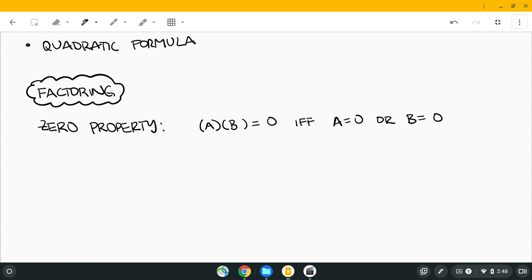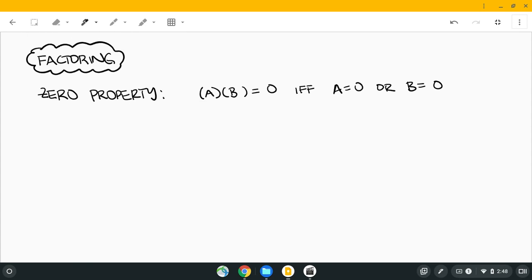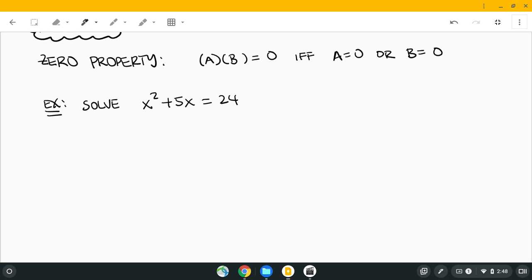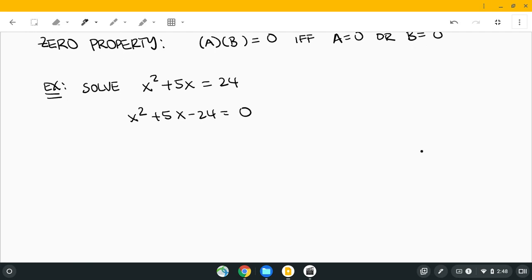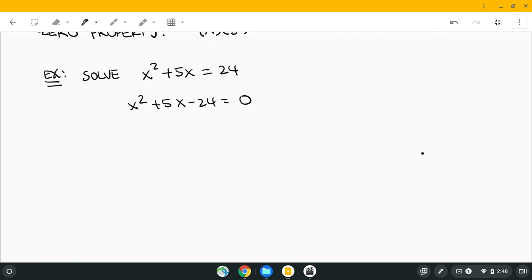Okay, so let's take a look at this example here. Let's go ahead and solve x squared plus 5x equals 24. Okay, so here it's not set equal to 0, so I'm going to go ahead and subtract 24 on both sides. So minus 24 equals 0. So now I have it set equal to 0. Okay, very important. That way you can use the zero property.